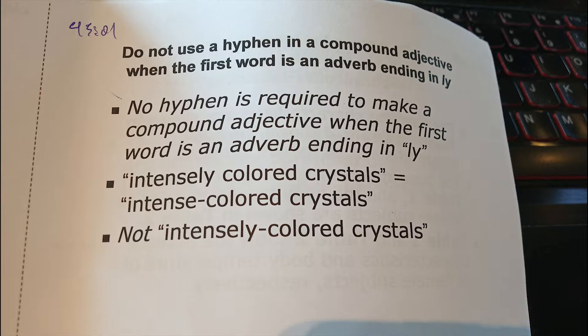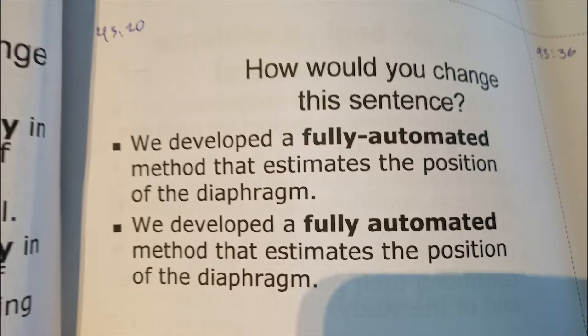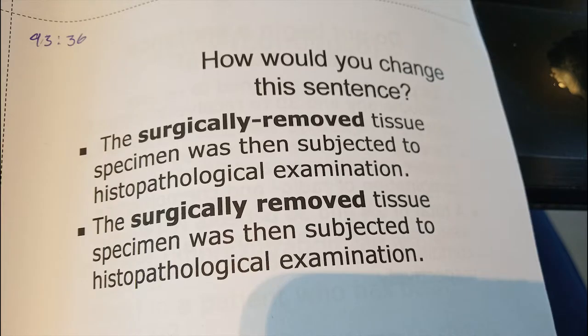So here's a couple of errors I see. Fully automated method to estimate the position of the diaphragm. Do we like this? No, we don't need that hyphen between fully automated. Or the surgically removed tissue specimen. Do we need a hyphen after surgically? We do not. Surgically removed.